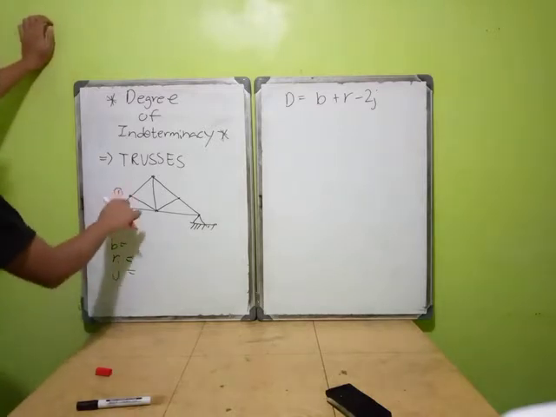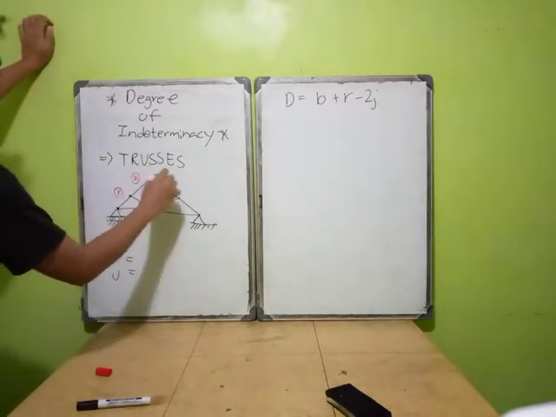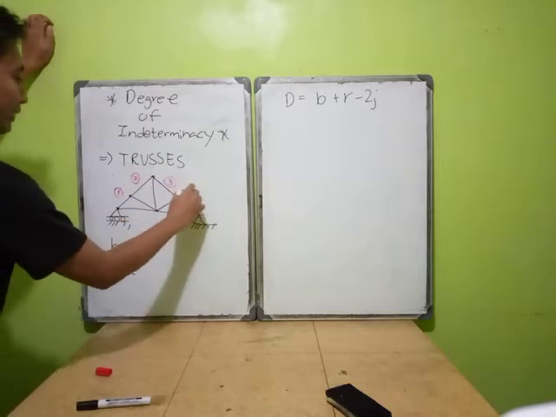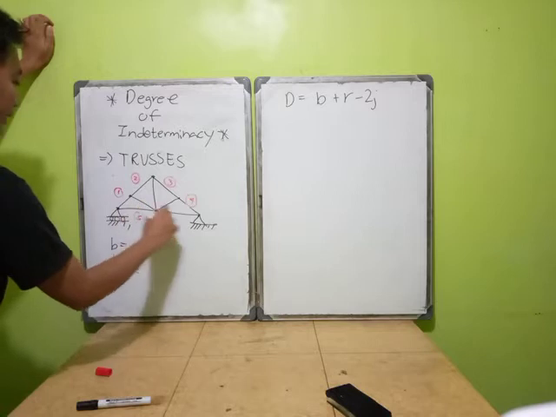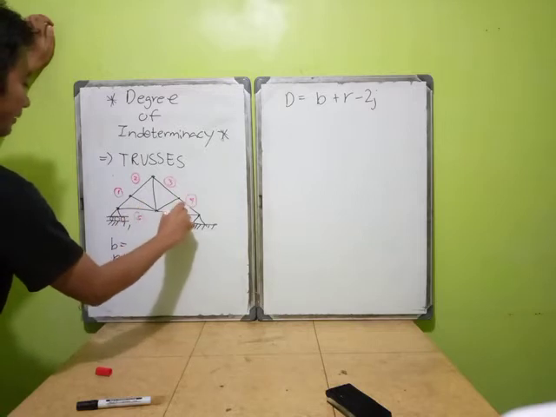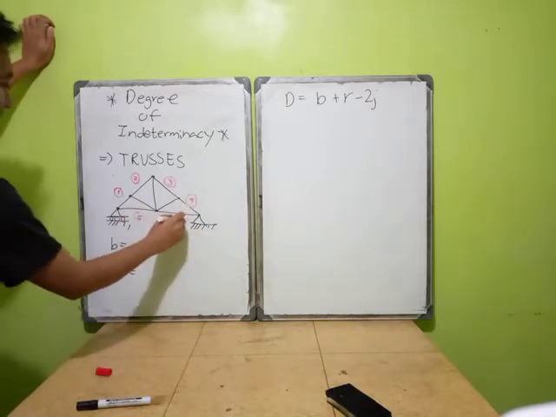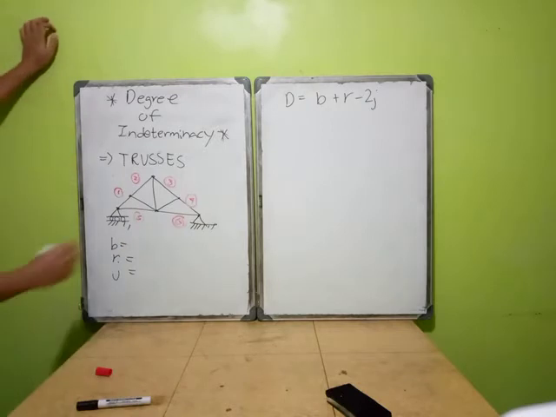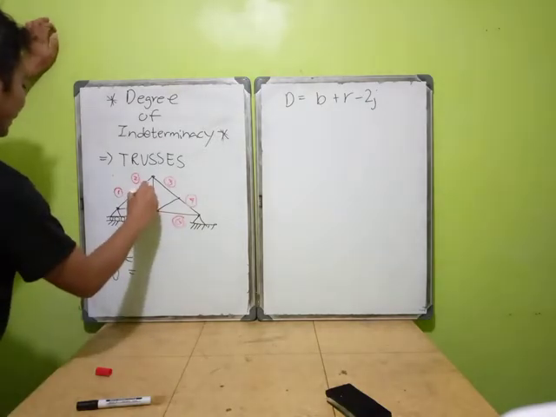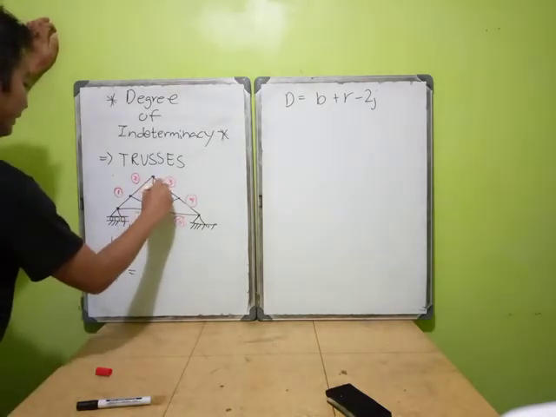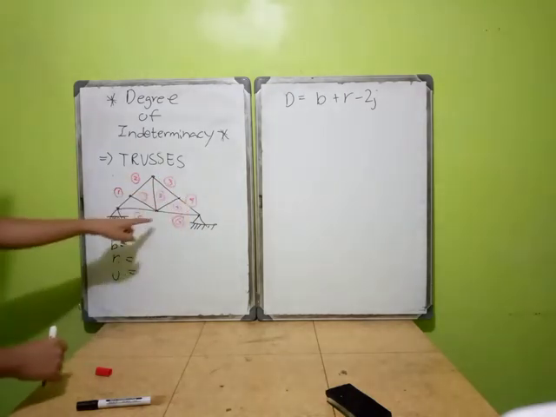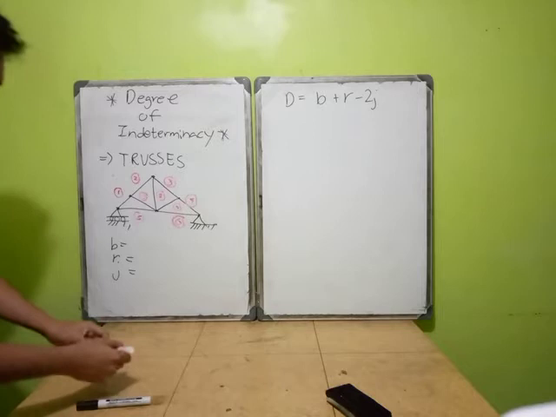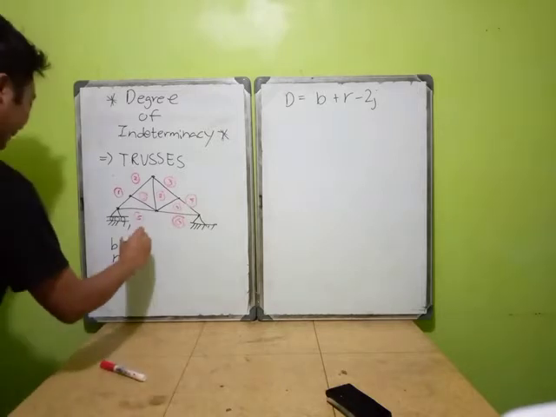1, 2, 3, 4, 5, 6, okay? Iba ako magbilang kasi inuuna ko yung nasa labas before yung nasa loob. 7, 8, 9. So, 1, 2, 3, 4, 5, 6, 7, 8, 9. So, there are 9 members.